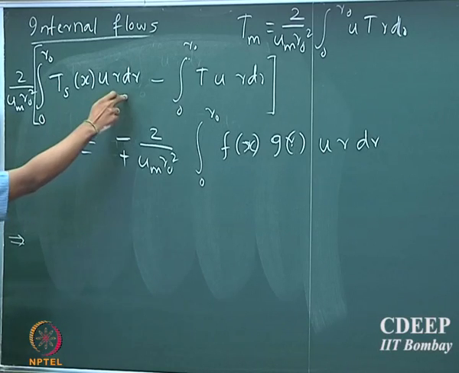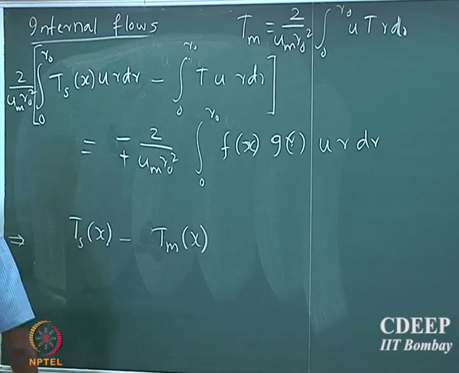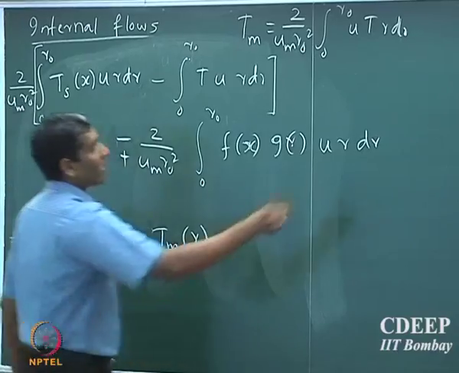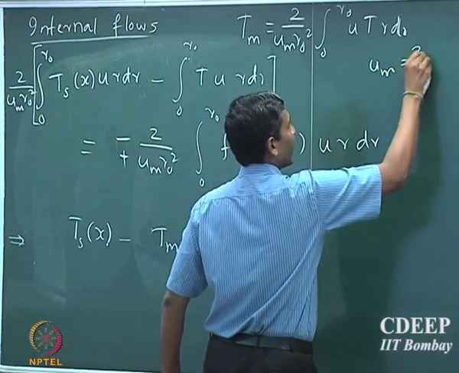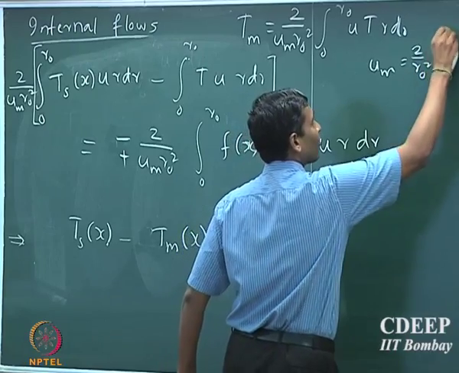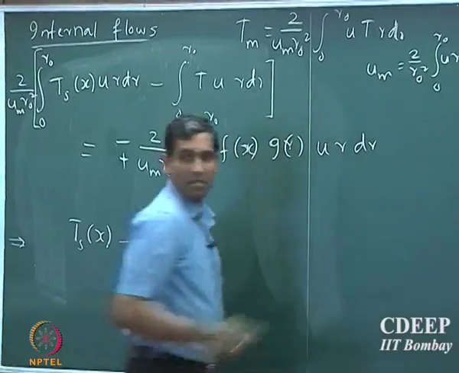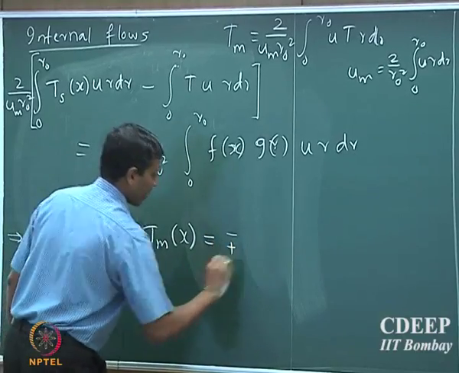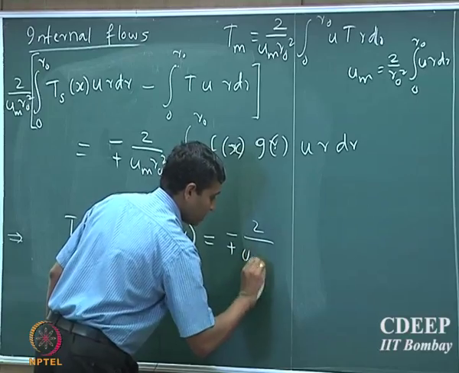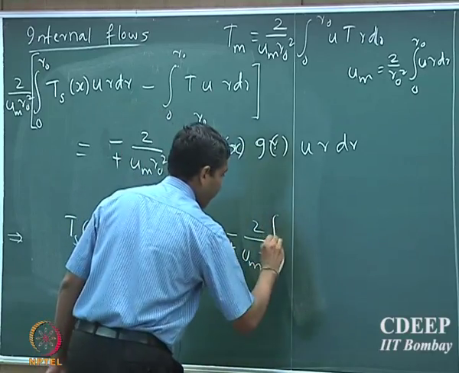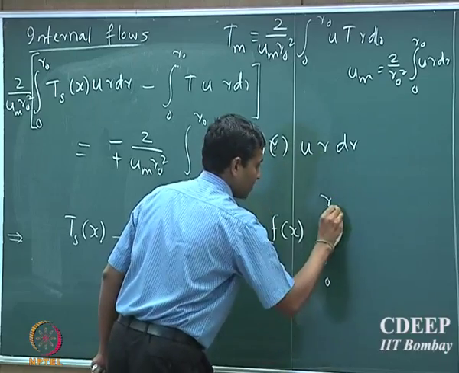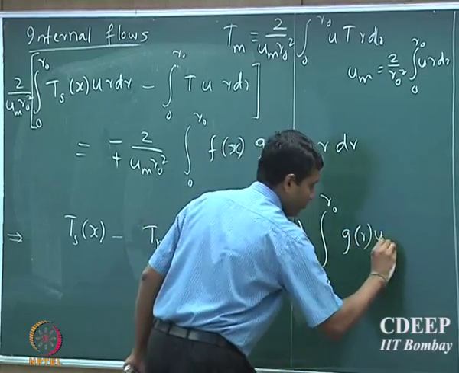So I can pull this out and the integral is nothing but itself. 2 by r naught square is already there, so this is Ts of x minus Tm of x. Okay, so remember that is 2 by r naught square into integral 0 to r naught u r dr. So that goes away, and on the right hand side you will have minus plus 2 by r naught square. F of x is not a function of the radial position, so that will be integral r naught g of r u into r dr.